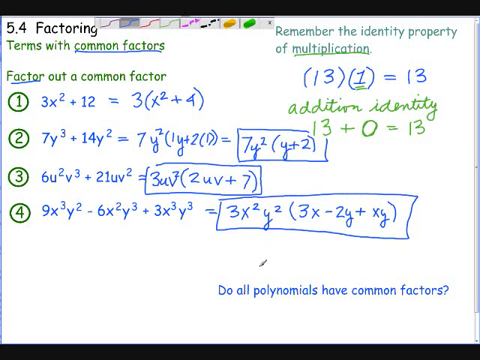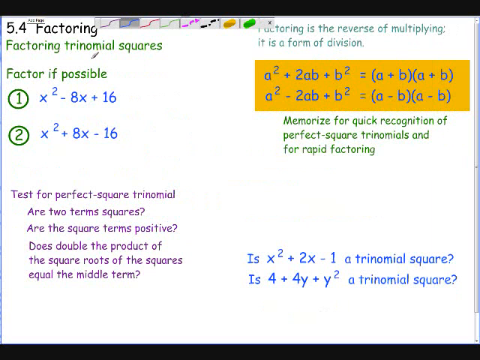Now everything we did here had a common factor, so you might think that all polynomials have common factors. They do not. We have examples here that all had a common factor, but very often there is no common factor. Factoring trinomial squares. I love these, and we are going to see them later on in the course, so we should get really familiar with them.